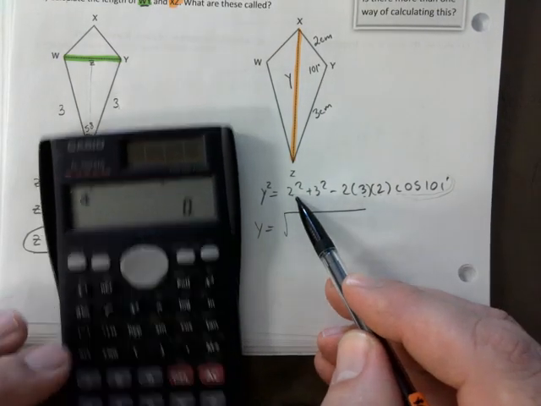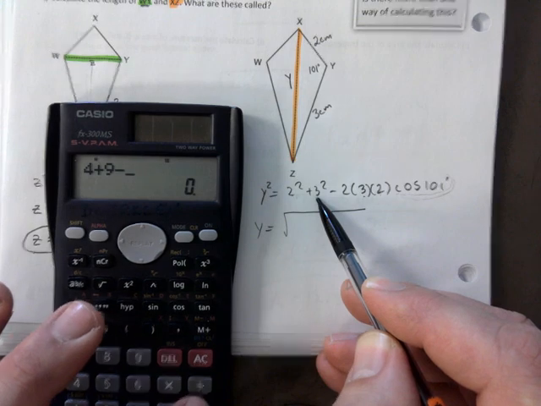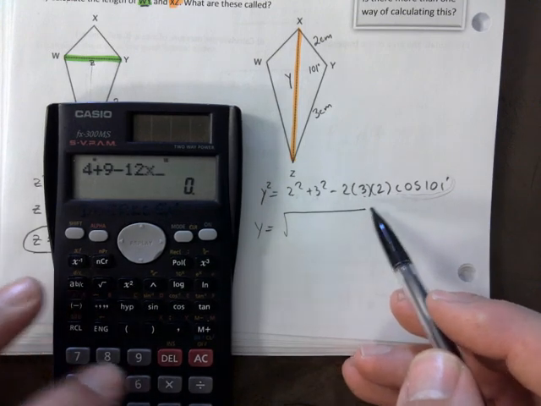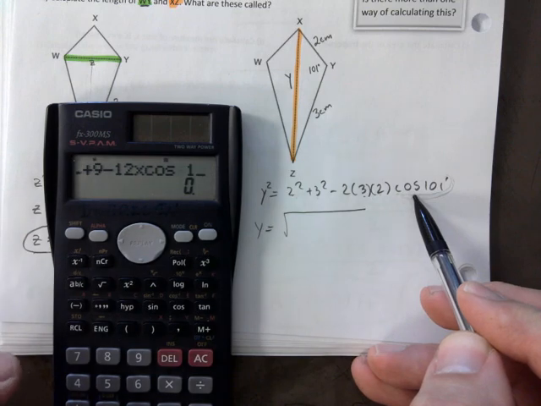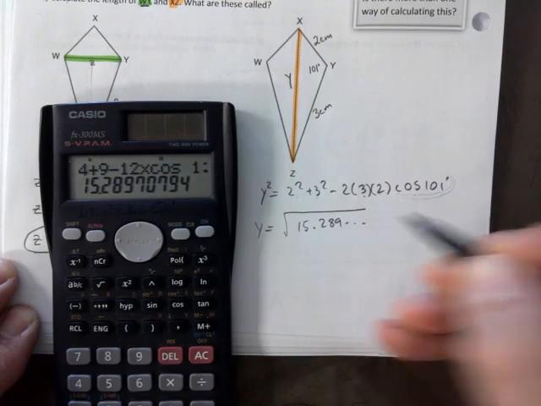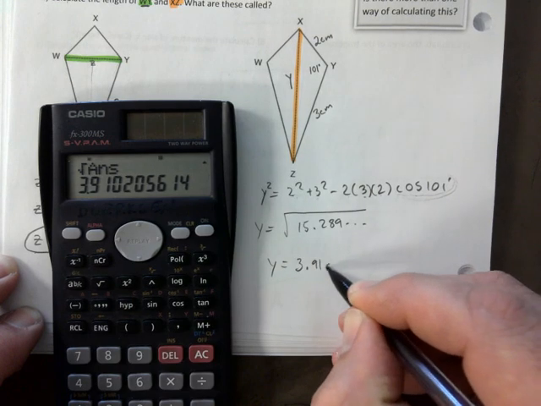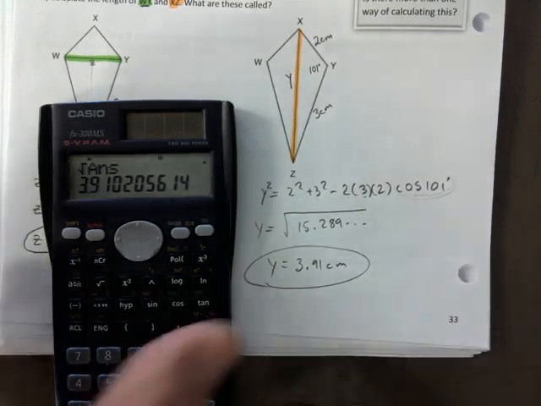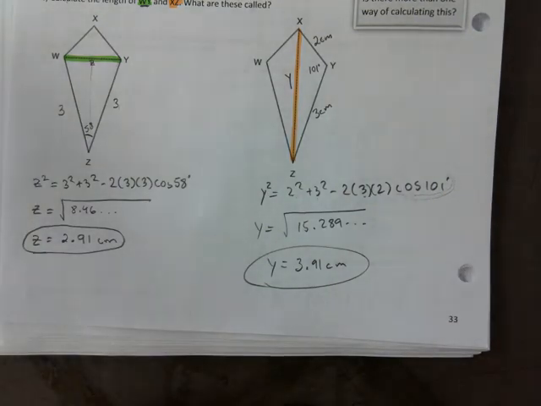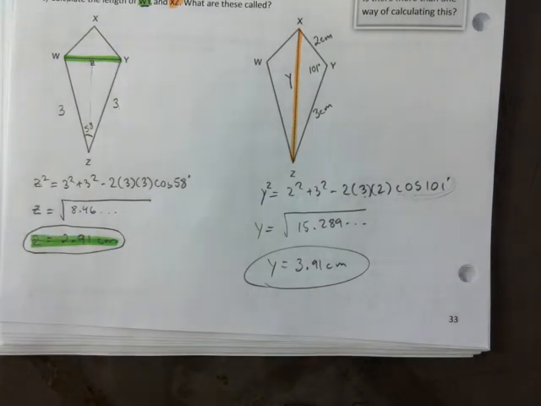2 squared is 4 plus 9, right? Minus 12 times cosine of 101. I get 15.289, and that keeps going. So y is 3.91 centimeters. Okay, so you've got it. I used to teach this before I did trig, and it was so much more work because we had to split everything in half and then double it or whatever.